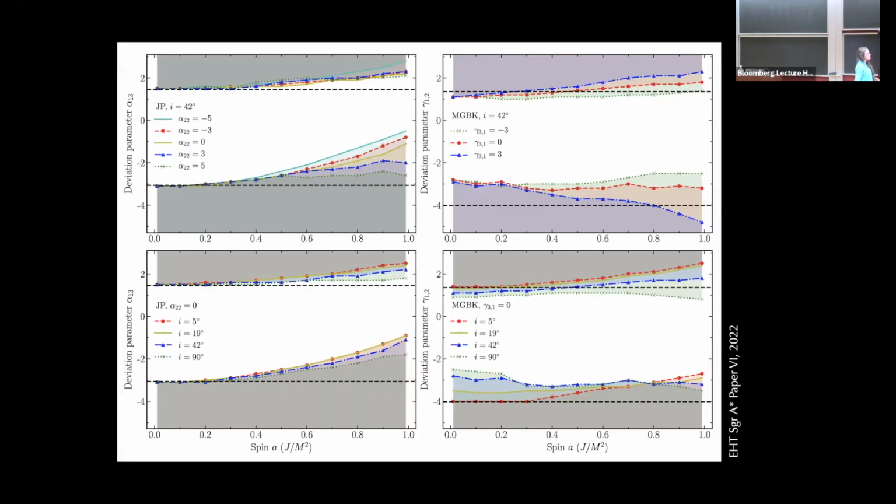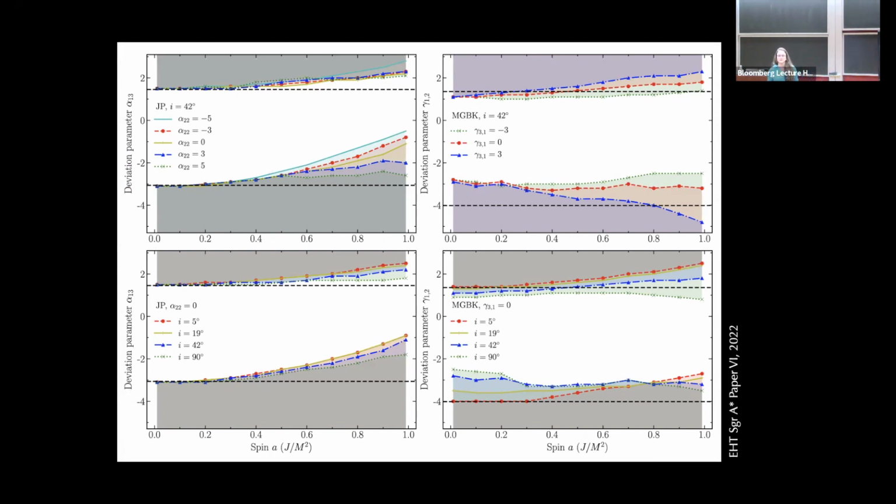In paper 6, I ran about 24,000 simulations of these different black hole metrics, and these are the constraints. Let me walk you through this because it's a very busy and dense plot. The shaded regions are the regions that we rule out. These two plots here are for JP, and these two are for MGBK. In the top two, the different colors correspond to what happens when I change a secondary perturbation parameter.